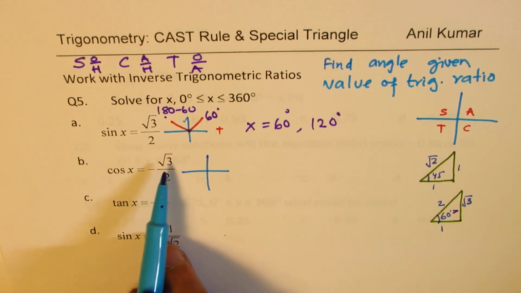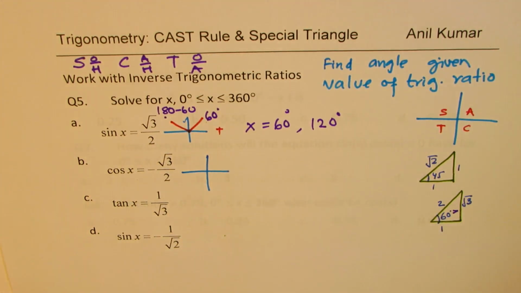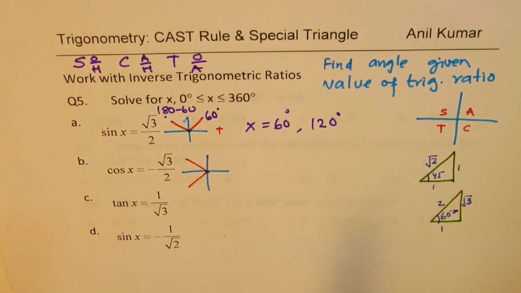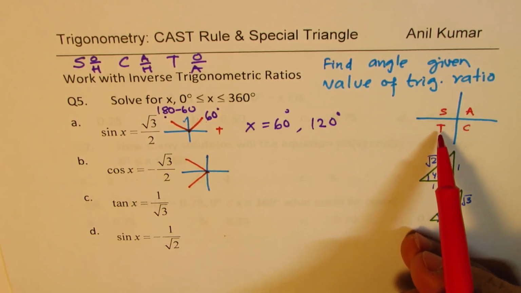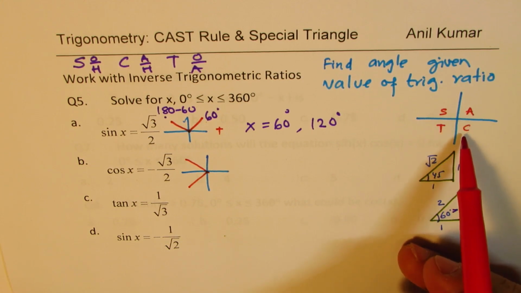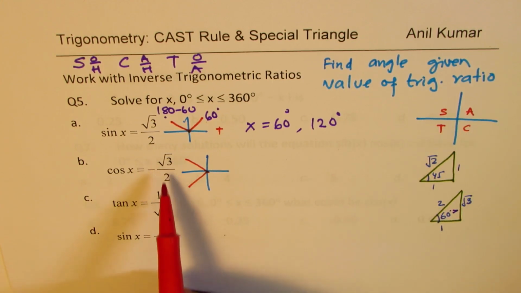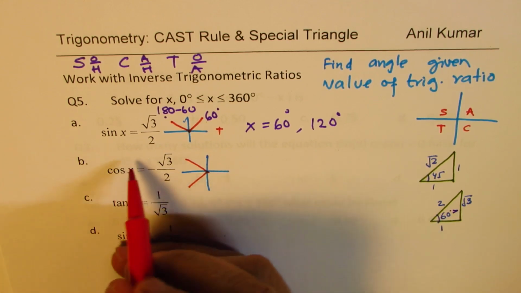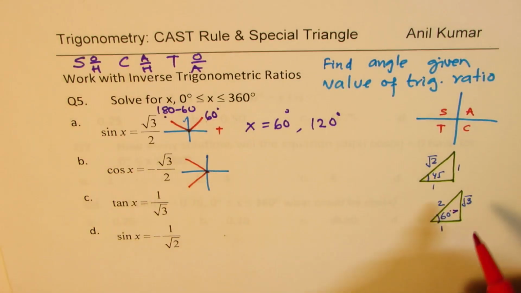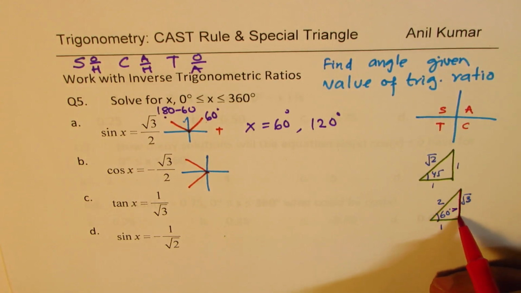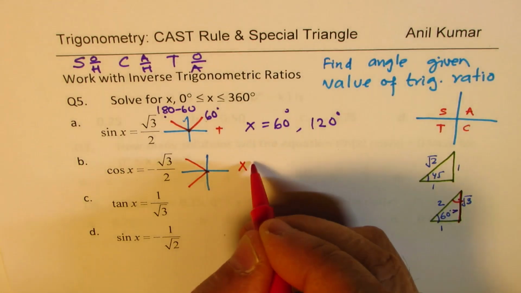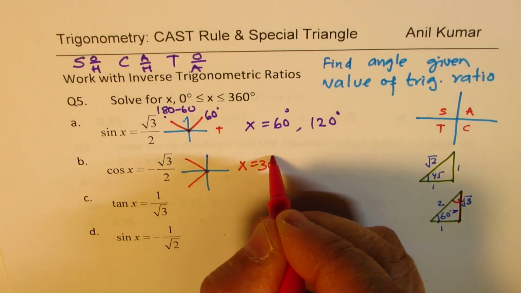Cos of minus square root 3 over 2. Minus cos means we are looking into these two quadrants. Cos is negative in these two quadrants, and it is positive in quadrants 1 and 4. Again, the value is square root 3 over 2, but cos is adjacent over hypotenuse. So the side adjacent to the angle is square root 3, so we have to look into that angle, which is 30 degrees. So we get an angle of 30 degrees here.